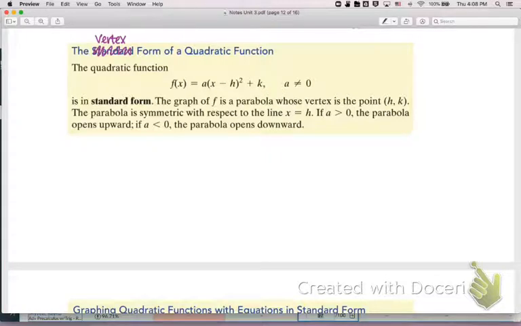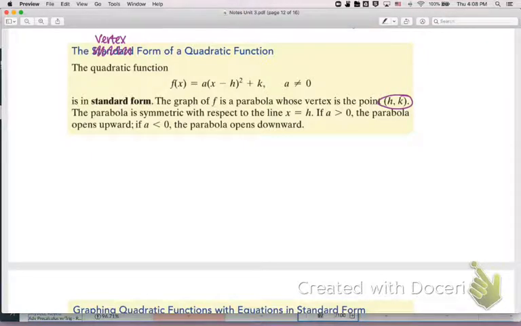The vertex form is f of x equals a times x minus h squared plus k. So this looks a lot like your transformations. A is a vertical stretch, h moves it left or right, k moves it up or down. And if the vertex is at 0, 0, and I move right h and up k, then my vertex moves to (h, k). So that's why it ends up where it is. Okay, these are the important things. The vertex is always (h, k).